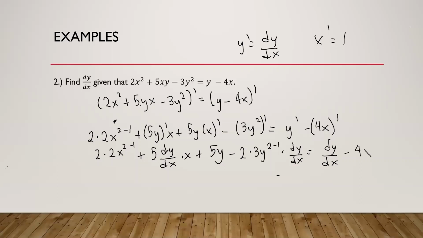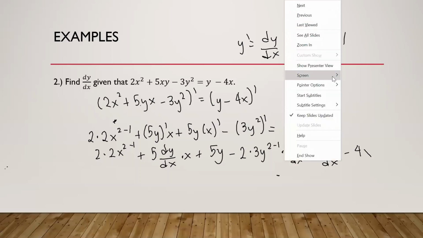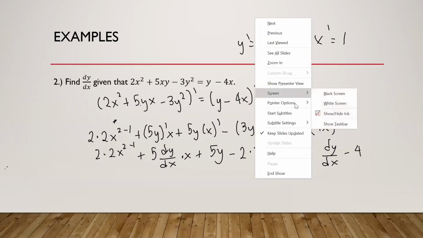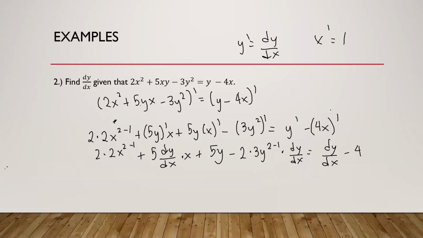Okay. So, yung differentiated na 4x ay 4. Then, ngayon, magsisimplify na tayo. So, magiging 4x plus 5x dy over dx plus 5y then minus 6 dy over dx equals dy over dx minus 4.